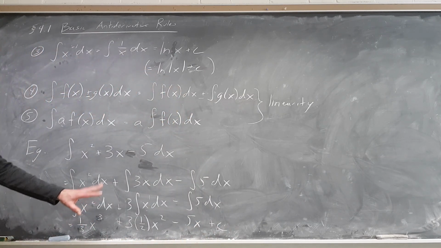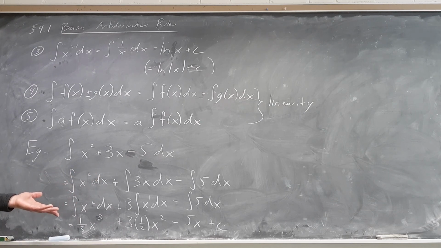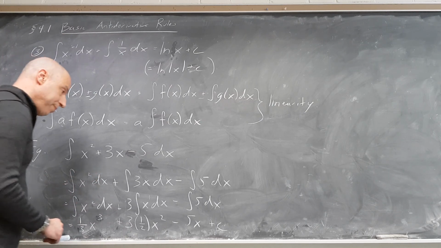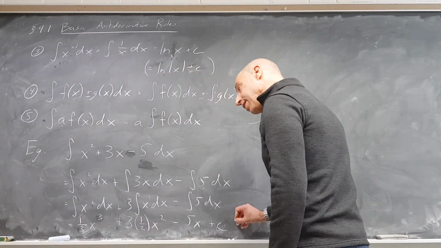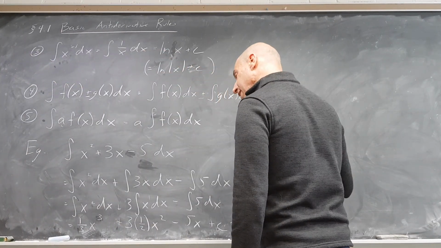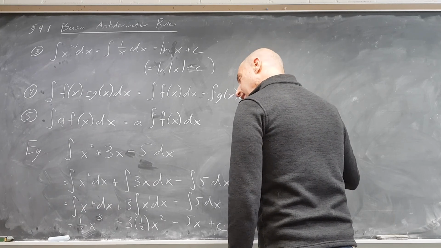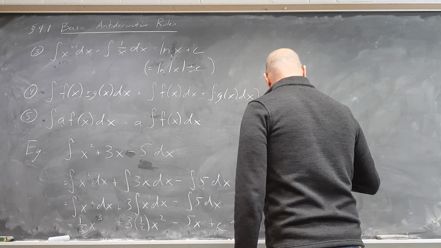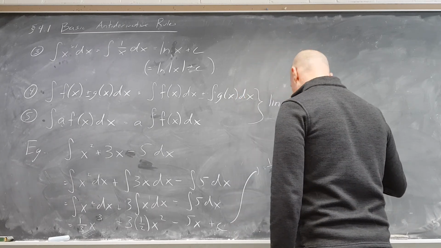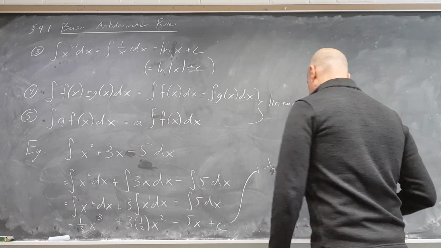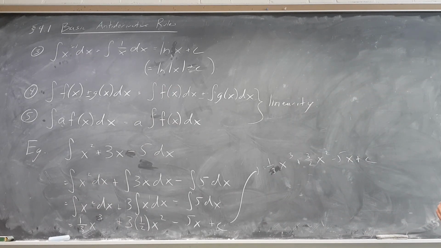You don't have to put in the plus c 3 times. You don't have to add a constant 3 times. You might as well just add it once. And let me just go ahead and simplify that slightly. That's going to be 1/3 x cubed plus 3/2 x squared minus 5x plus a constant. So that's 5 rules altogether so far. Let's keep adding rules.